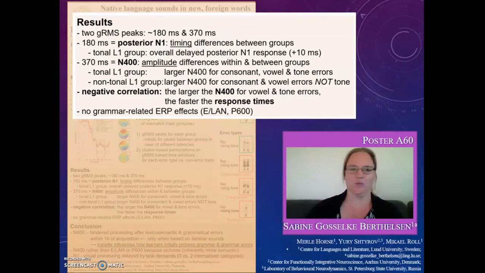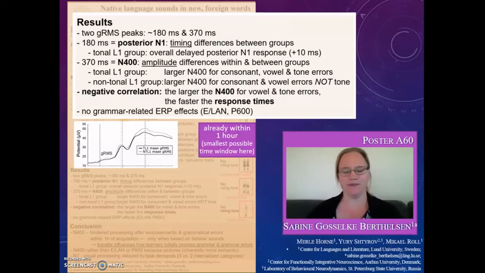As results, we had 2 GRMS peaks in both groups, one at around 180 milliseconds and the other at 370 milliseconds. The first one we found was related to a posterior N1, and there were clear timing differences between groups. The tonal group had an overall delayed posterior N1 response compared to the non-tonal group. There were no differences in amplitude or timing between conditions, however.